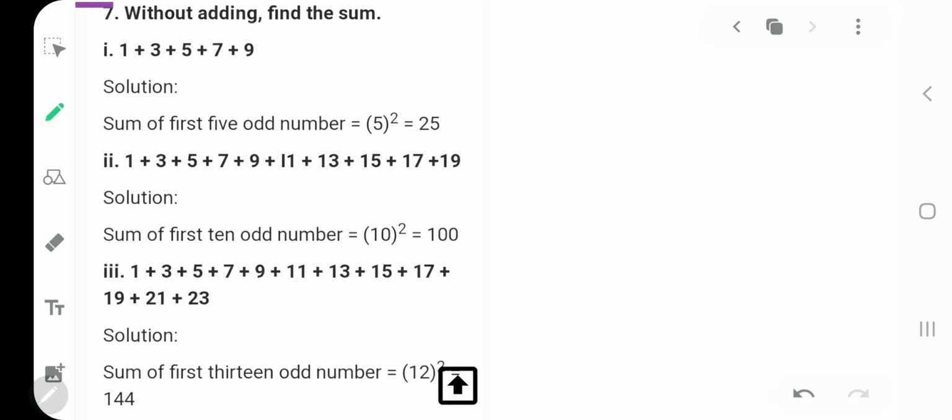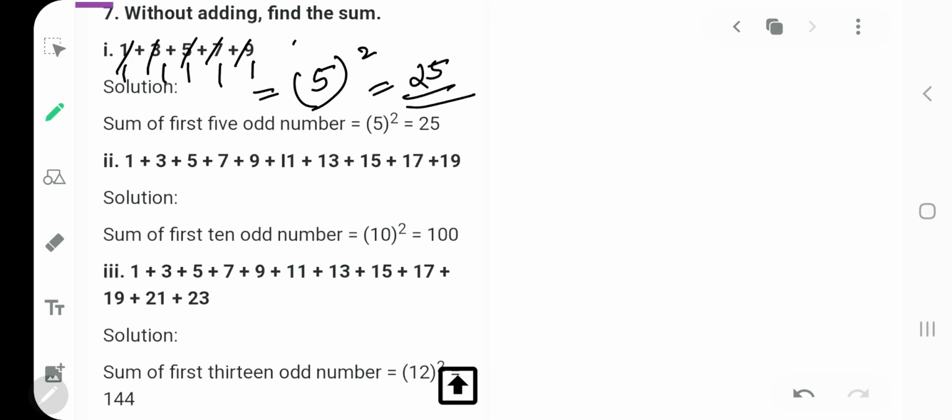Next, without adding, find the sum. Now if you notice here, I have given you all odd numbers, and how does the addition of odd numbers work? You do not have to add manually. What you can do is check 1 2 3 4 5. So how many numbers are there? 5. So make a square of it. That will be 25. So once you add 1 3 5 7 9, you will get 25 only. So especially when you have odd numbers, you do not need to add them manually, just count how many numbers there are.